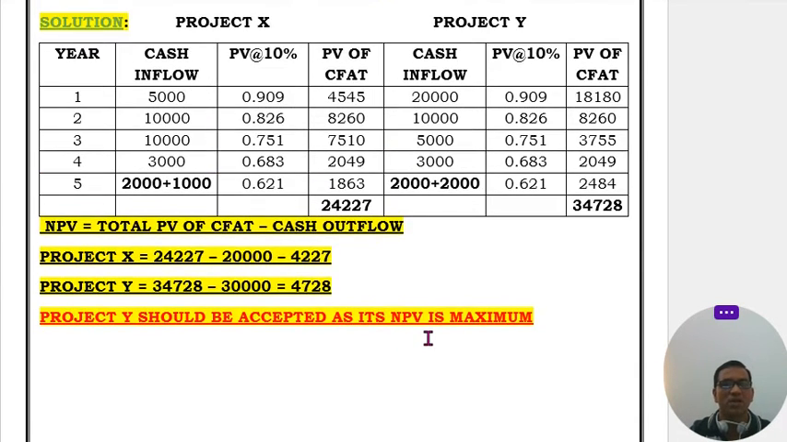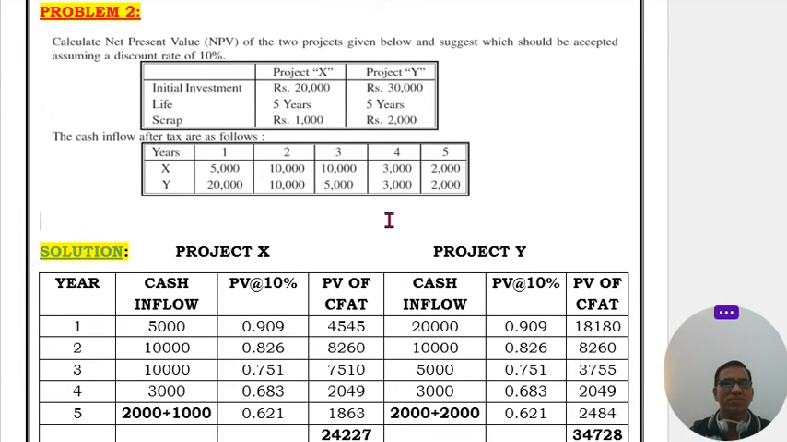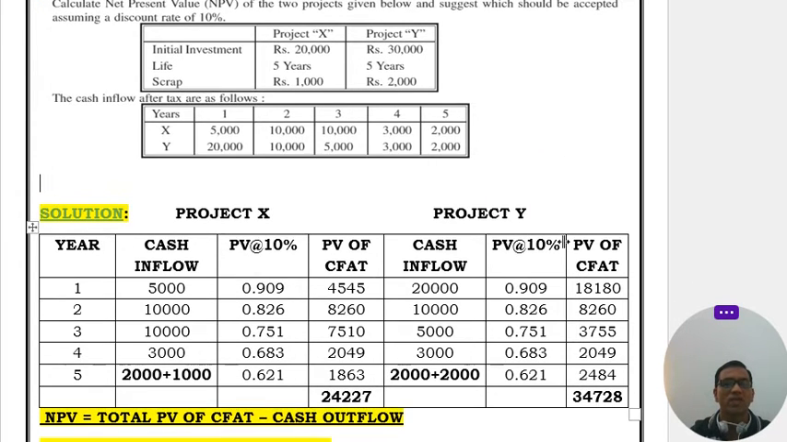This is another model. Two projects, and you have to choose which is the best one based on the NPV. So for NPV, we need PV of cash flows. You have to multiply with the present value tables at the given discount rate of 10%. So we calculated for project X and project Y. But in this question, the scrap value, whatever is there, will be considered as a cash inflow at the last year of the life of the project. That's why we added it here. That is the important thing in this question. Remaining all the same calculations.